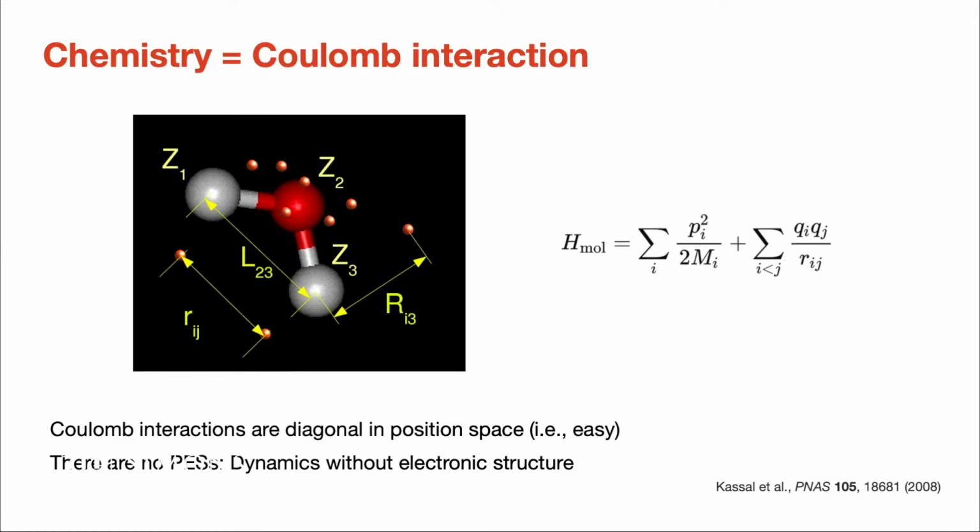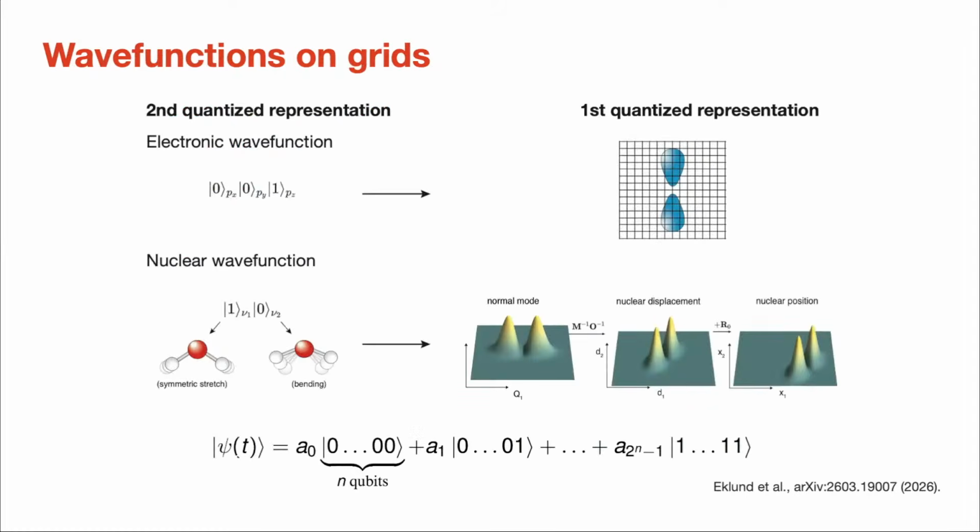And the important bit here is that there are no potential energy surfaces. You're doing dynamics directly using the particles that are moving and their fundamental interactions. So there's no electronic structure that you need to do first to then parameterize the surfaces. And like I said, this is going to be done on grids, also called first quantization.